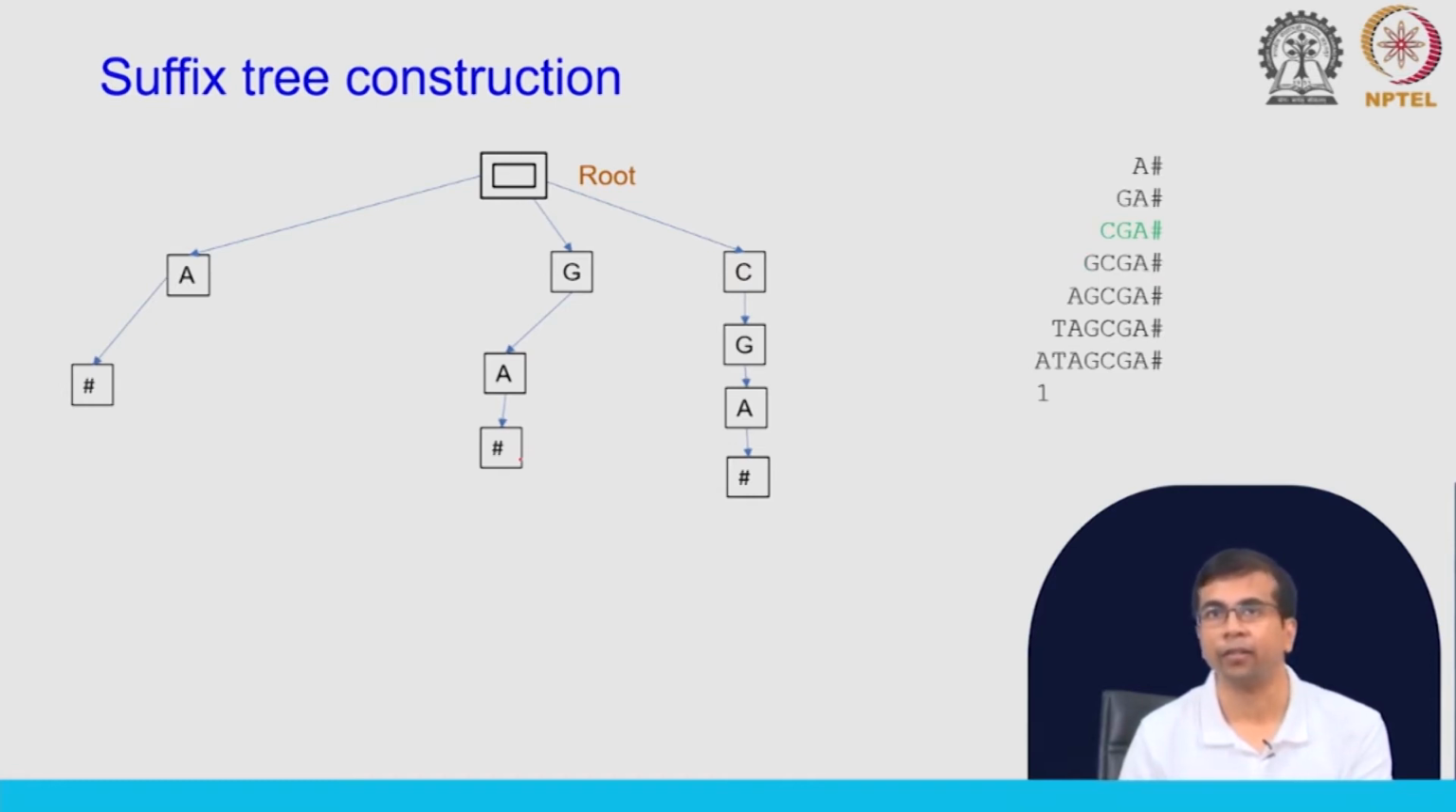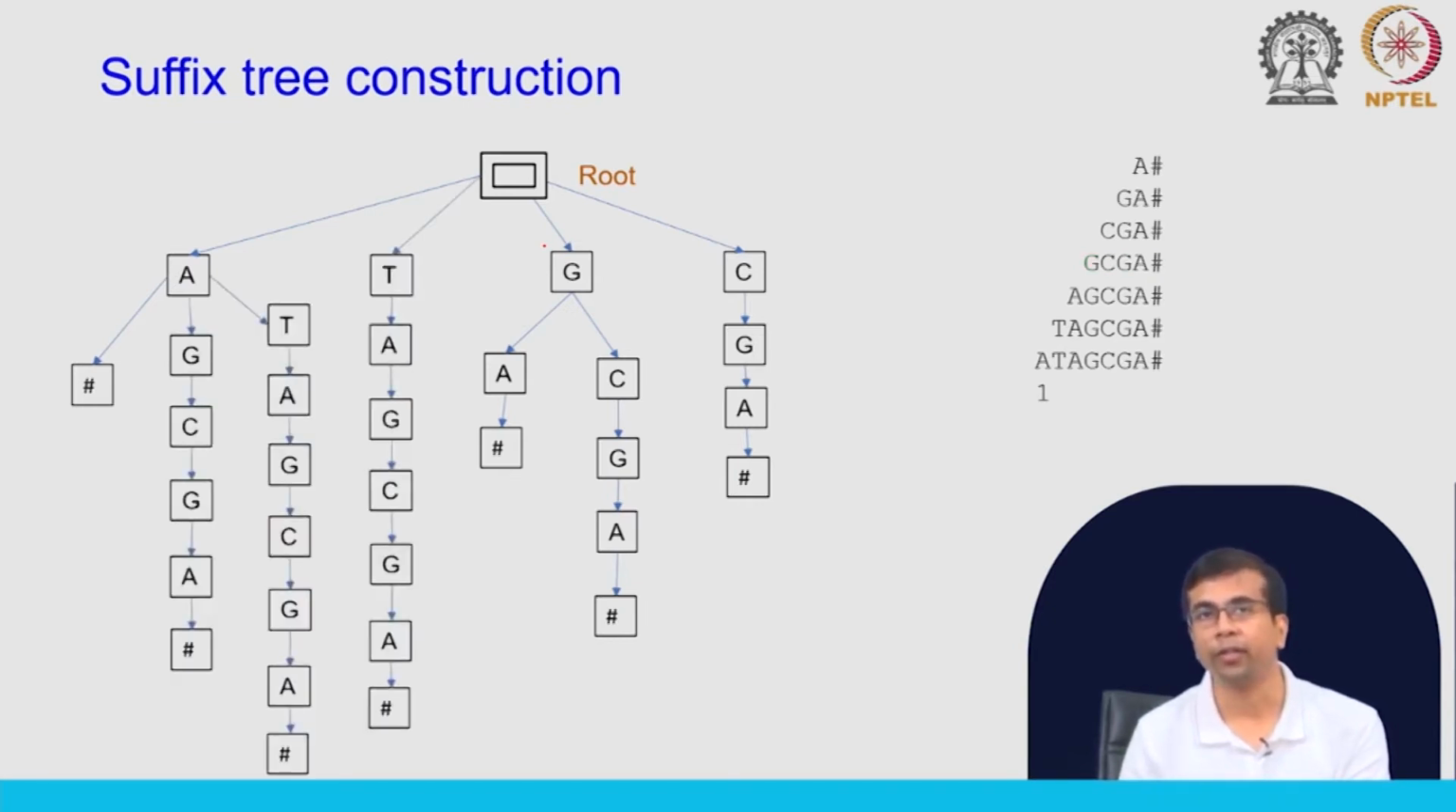Now, for GCGA the first letter is G. G already exists, there is a path from the root to G. So, we will use that path and then see whether there is any C after the G. There is none, so we have to construct a new path to get to the leaf. We can continue this process and generate the full suffix tree.